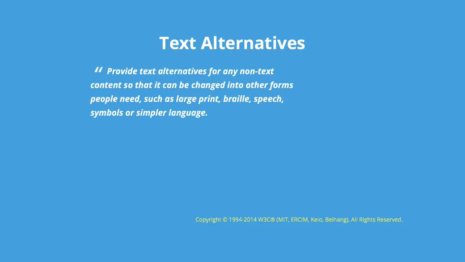So first, text alternatives, and I'm only touching on part of each of these 4. There are extensive checklists for each of these that you can take a look at for very specific points. Text alternatives means we provide text alternatives for any non-text content, so it can be changed into other forms people need, such as large print, braille, speech, symbols, or simpler language. This means non-text content like images, charts, videos, anything that's not plain text that can be read. This also includes Canvas, which you're not going to be able to read from the computer perspective.